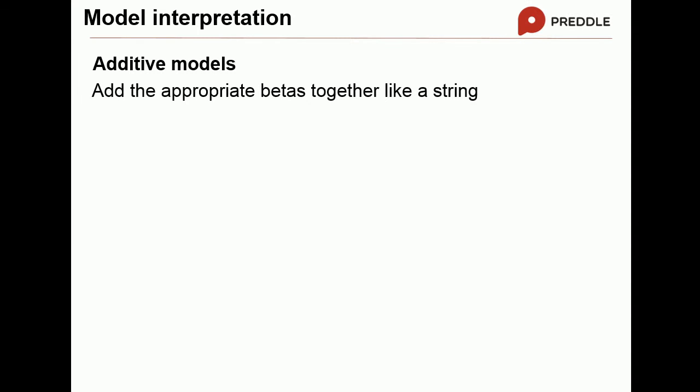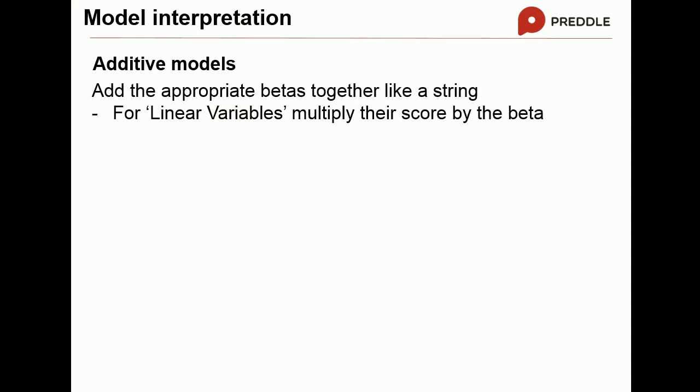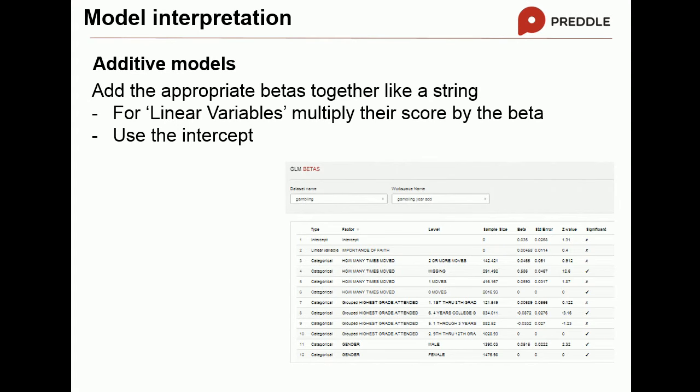Now in an additive model, you add the betas together like a string. The two key things to remember are that for linear variables, you first need to multiply the beta by whatever value the variable takes, and that you always need to include the intercept. I will explain what the intercept is after the following two examples, which are based on these beta parameters from an additive model. So how does this model tell us the gambling score for a particular individual who has rated their importance of faith as 2, has had 0 moves in the past 12 months, who attended up to 9th to 12th grade, and is female?